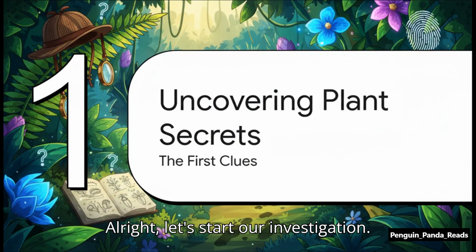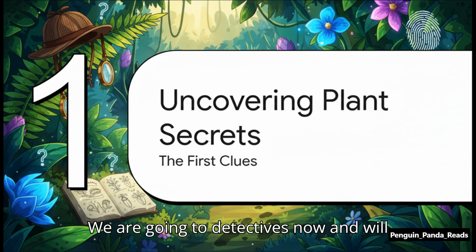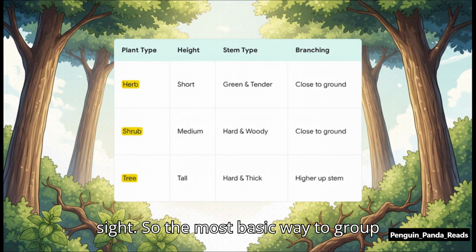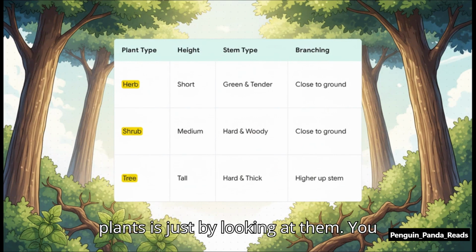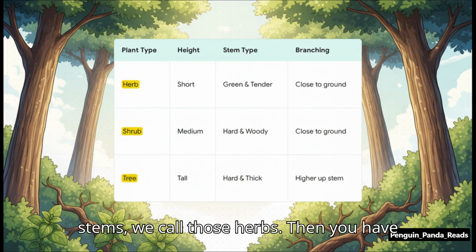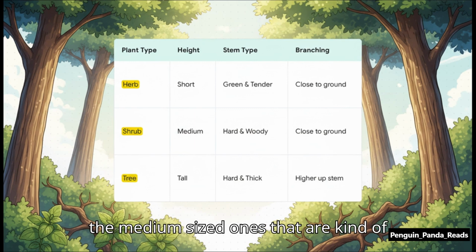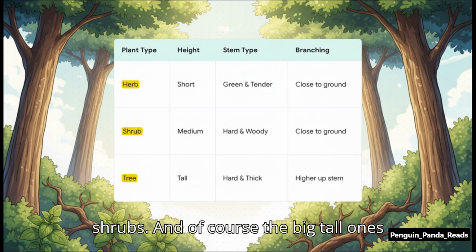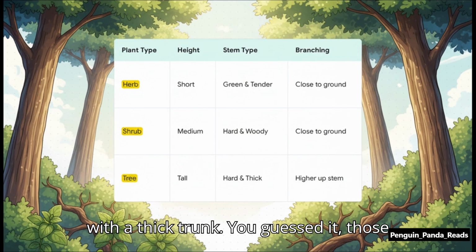All right, let's start our investigation. We're going to be detectives now, and we'll start with the plant kingdom, where some of the best clues are hiding in plain sight. So the most basic way to group plants is just by looking at them. You have the short ones with soft green stems. We call those herbs. Then you have the medium-sized ones that are kind of bushy with hard, woody stems. Those are shrubs. And of course, the big, tall ones with a thick trunk, you guessed it, those are trees.